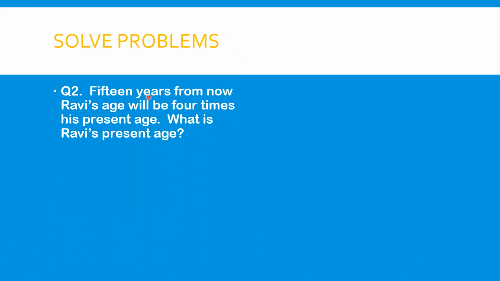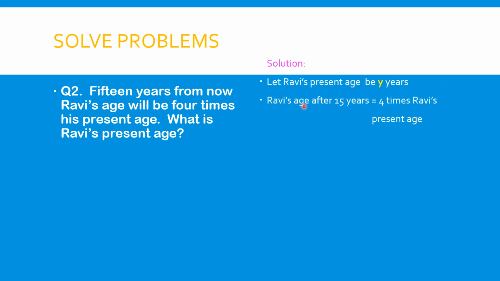Question number 2. 15 years from now, Ravi's age will be 4 times his present age. What is Ravi's present age? Let us think of the solution. Let Ravi's present age be y years. It is given that Ravi's age after 15 years is equal to 4 times Ravi's present age. We can write Ravi's age after 15 years as y + 15, and 4 times Ravi's present age as 4 into y. So y + 15 = 4 into y.